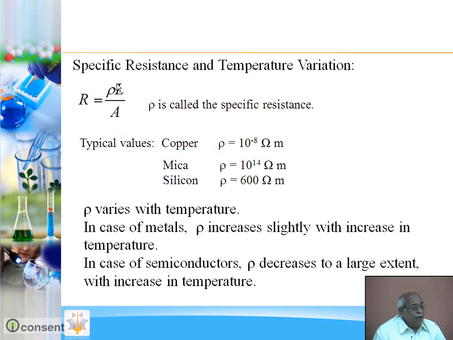The proportionality constant rho is a property of the material. This property is called specific resistance. Another name, it is also called resistivity.